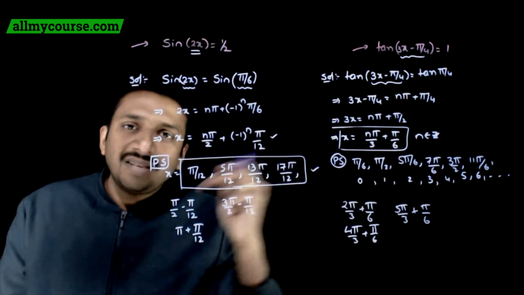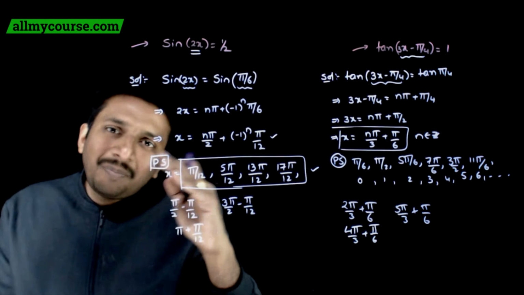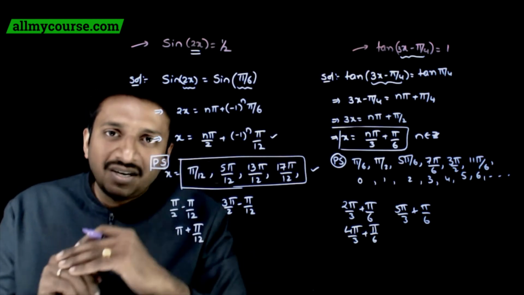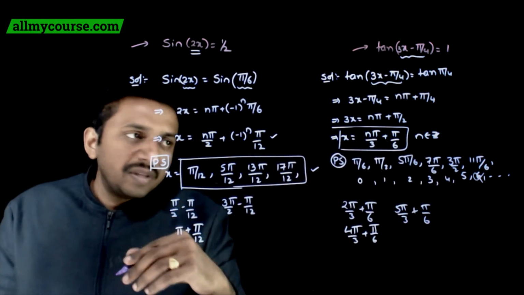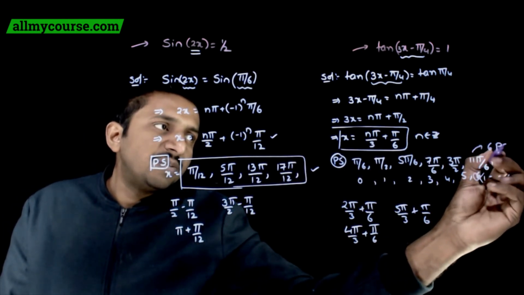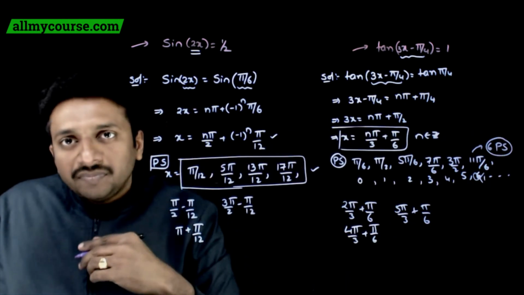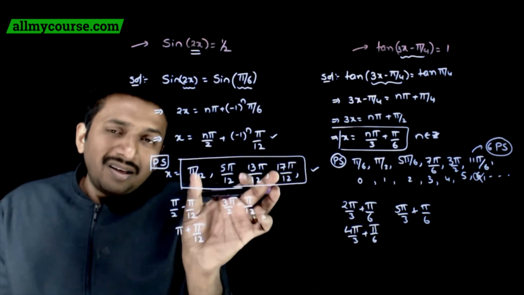Now if you put n equal to 6, you have 2 pi plus pi by 6. It's 360 plus some angle. You're going beyond 360 degrees. So that cannot be considered in the principal solutions. So you have 1, 2, 3, 4, 5, 6 principal solutions.